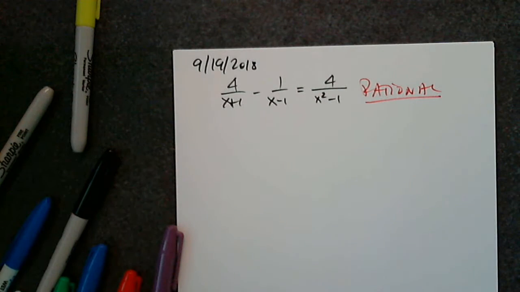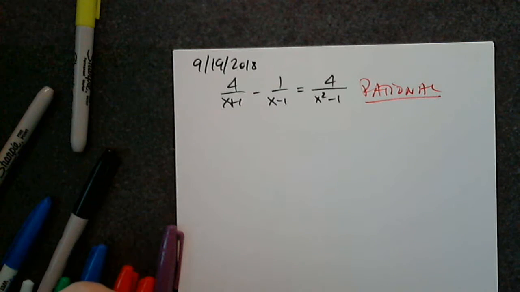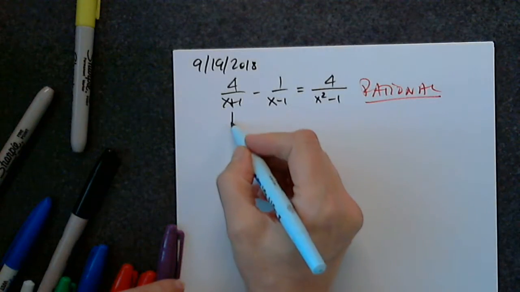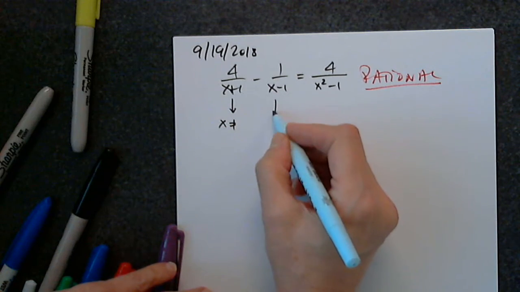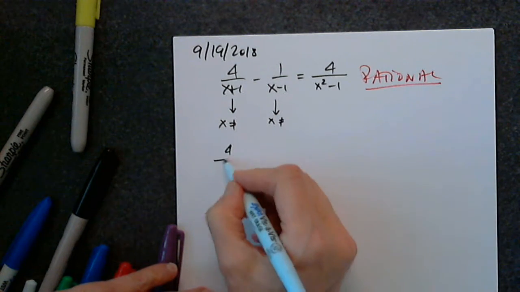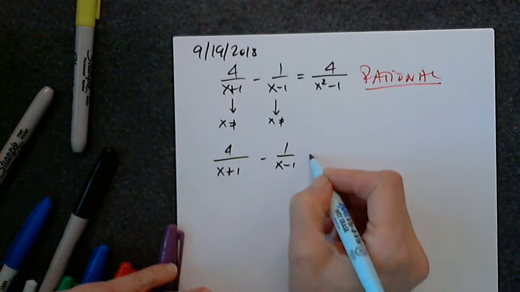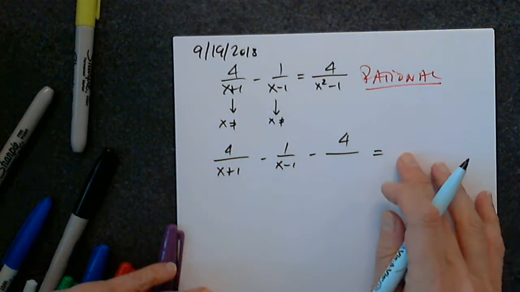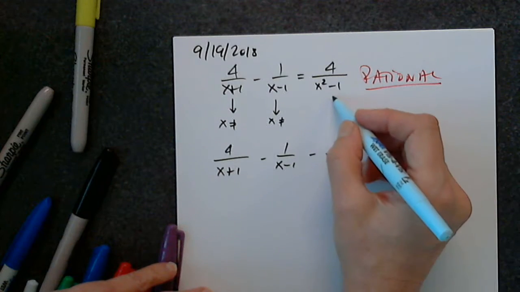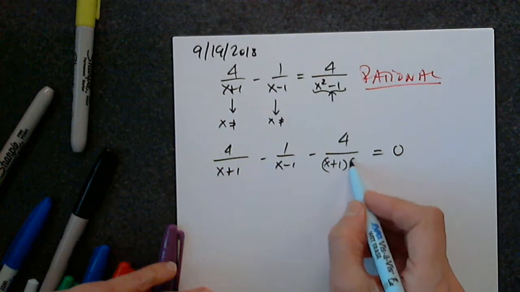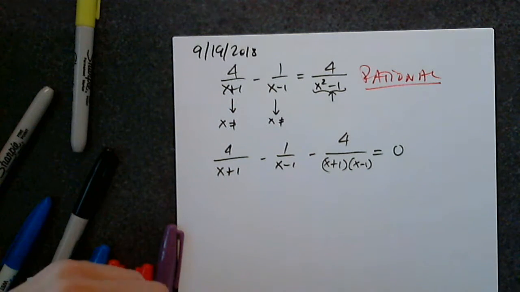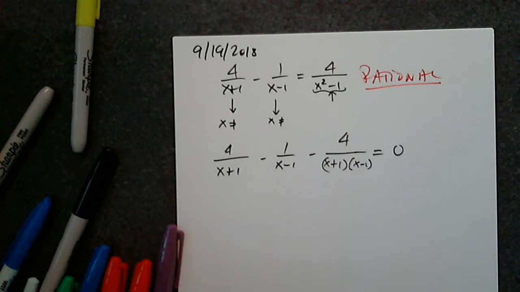Okay, good. So what do we do with the rational equation? Yes, we have to solve it, but what is the first step? That's true. Move 4 over x squared, and I have then 4 over x plus 1 minus 1 over x minus 1 minus 4 over x squared minus 1, equals 0. And what do I do with this? Break it into x plus 1 times x minus 1. It's a difference of squares.